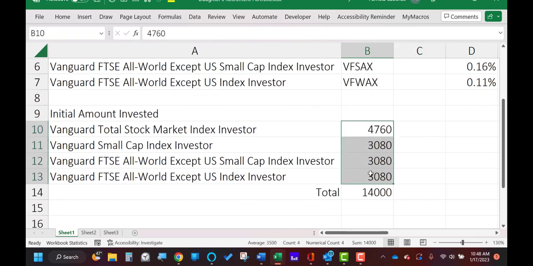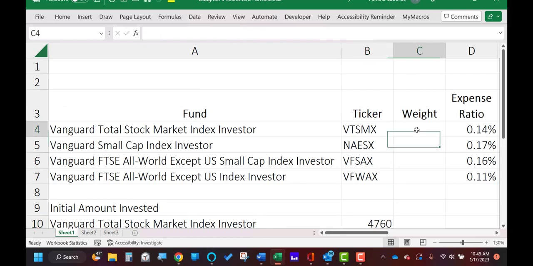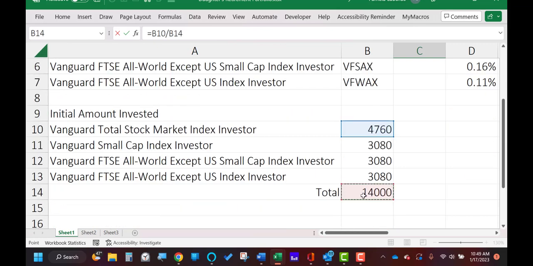And I want to calculate the weight. I can look at the dollar amounts, but it's easier when I'm just discussing what amount is in, let's say, U.S. versus non-U.S. companies or funds. It's easier to discuss it using a weight. So the total amount invested is $14,000, but the VTSMX fund, larger U.S. equities, is $4,760 of that. So I'm going to take this $4,760 and I'm going to divide it by the total $14,000.